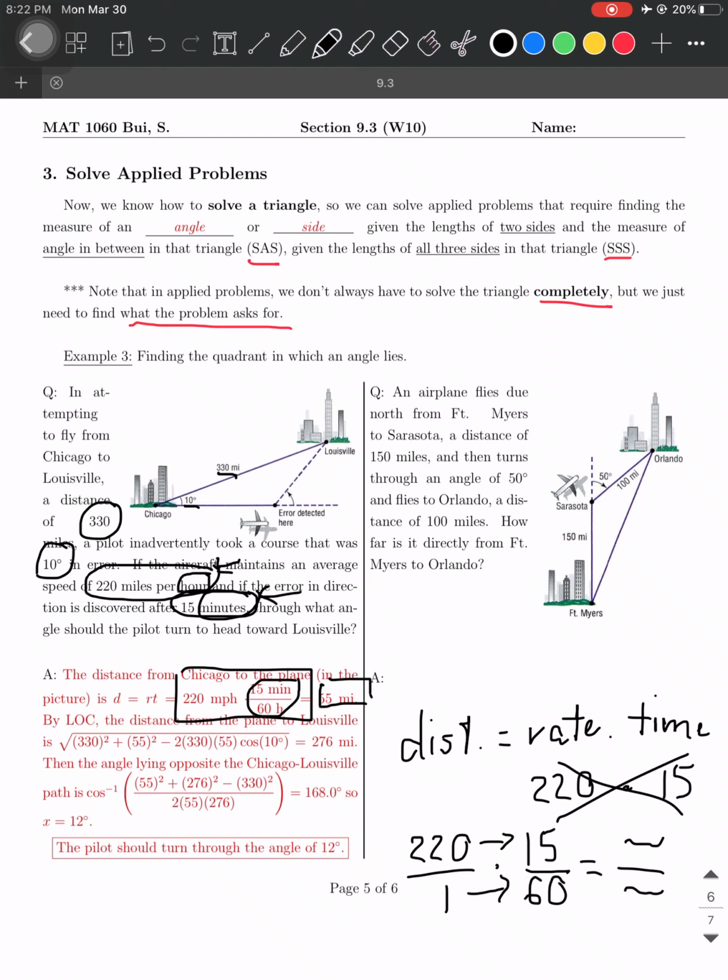And what does the 55 miles mean, right? It's the distance from Chicago to the plane. So that tells us that the distance in here is 55 miles. Okay.